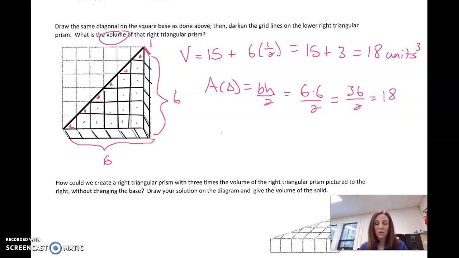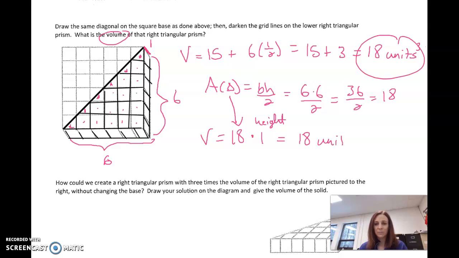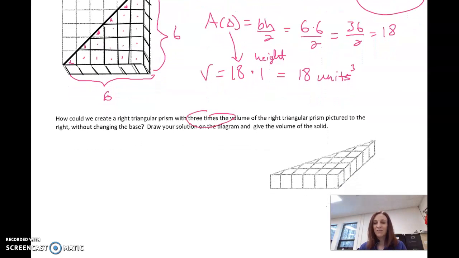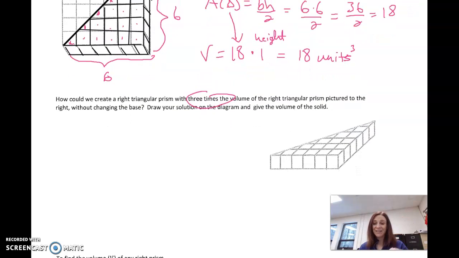But then we have the height of 1. So for my volume, I'm sorry guys, hitting buttons here. My volume is going to be 18, the area of my triangle here, times my height. And we get a volume of 18, which we got up here. So we're just adding levels on. It said, how would we create a right triangular prism with 3 times the volume? Well, basically what we're going to do is add different levels.